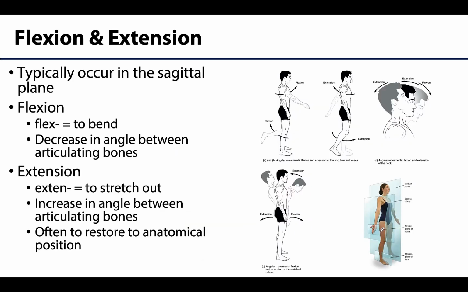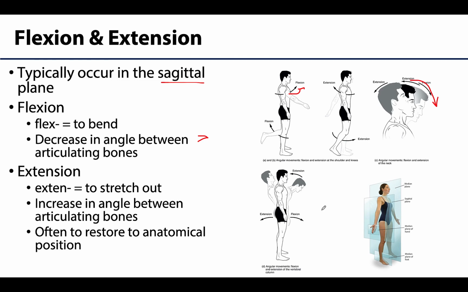So let's start with two of the more intuitive movements that can occur at synovial joints. These are called flexion and extension, and these will occur in a sagittal plane. Now, flexion means to bend. It literally means to bend, and this will cause a decrease in the angle between the articulating bones. You can see flexion here. Think about putting your chin towards your chest. You can flex the hip.